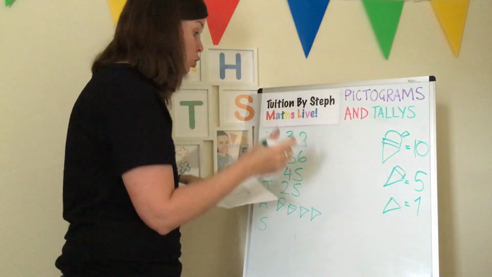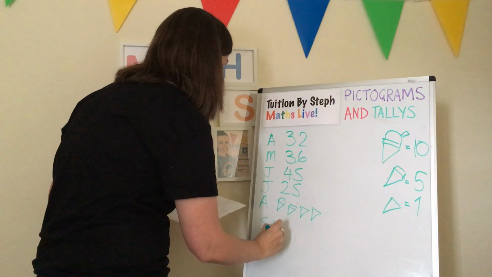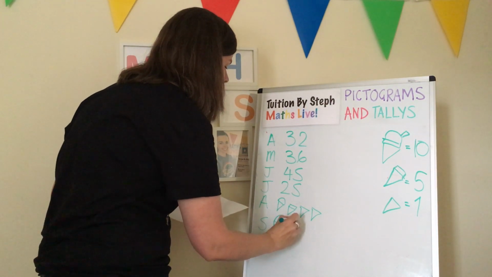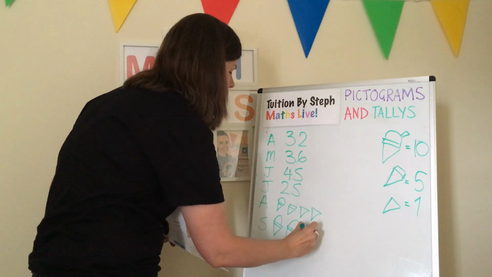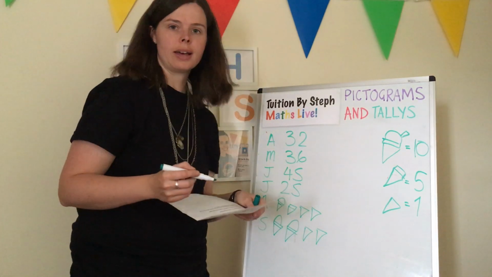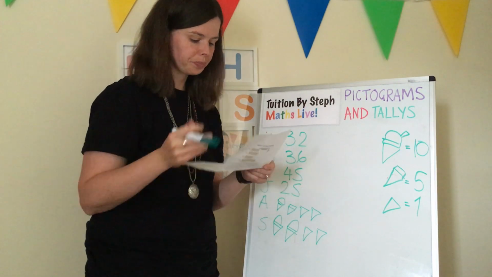And in September, there was 22. So you need to draw 2 whole ice creams, and then you need to do 1, 2, like that. So if you got all those, well done.